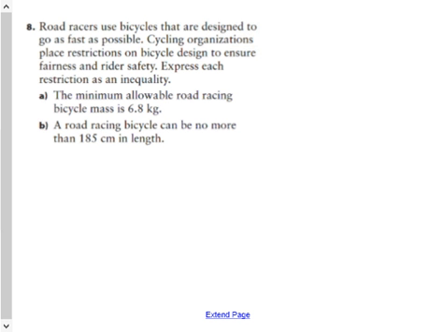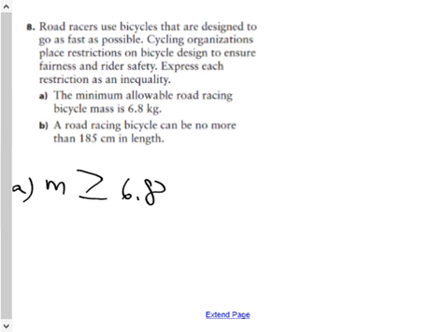Question 8, road racers use bicycles that are designed to go as fast as possible. Cycling organizations place restrictions on bicycle design to ensure fairness and rider safety. Express each of these as an inequality. The minimum allowable road racing bicycle mass, so the mass has to be less than or equal to 6.8 kilograms. No, minimum allowable, so you have to have the reverse. The mass has to be greater than or equal to 6.8 kilograms.